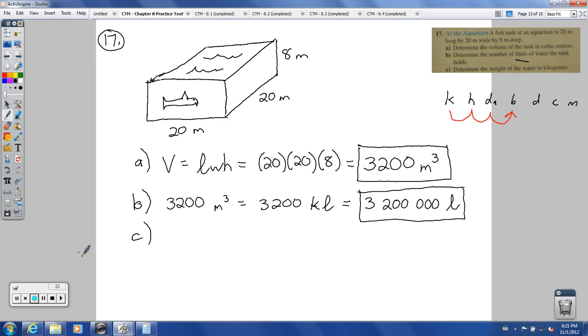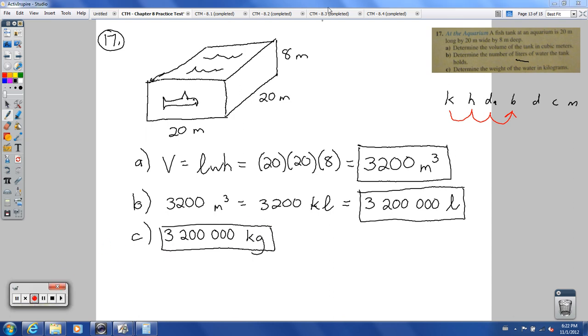And so we hopefully remember from a previous lesson, from one of the lessons we learned, that each liter, 1 liter, is the same as 1 kilogram of weight. So 3,200,000. 1 liter is 1 kilogram, so this is the same as that many kilograms.